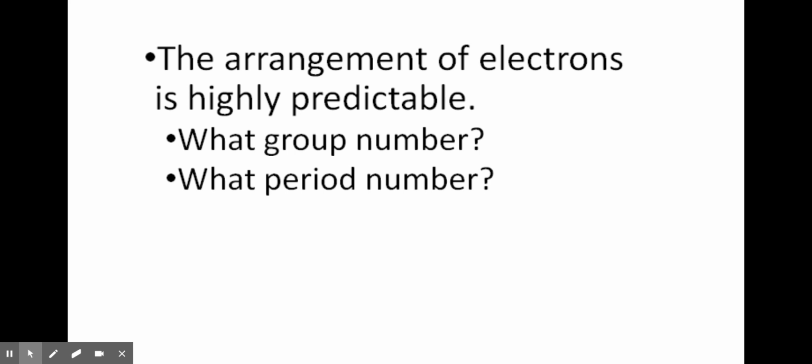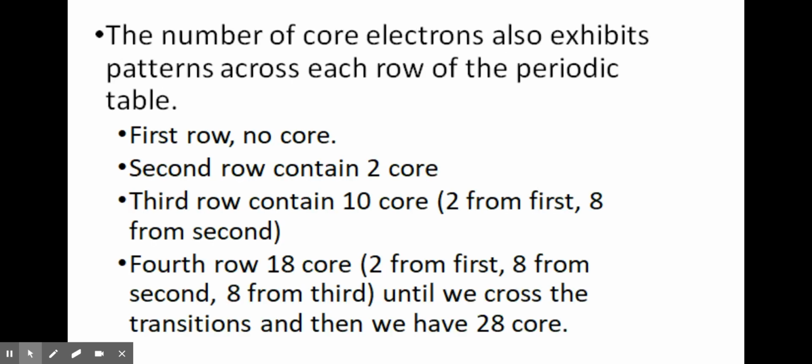If you look at the row or the period, you can figure out how many shells that you have. And since this is in period 3, you would have 3 shells. So your outermost shell will have 6 electrons in it, and the inner 2 will share those 10, and we'll learn how those are organized, okay? The number of core electrons also shows us a pattern as we go across each row of the periodic table, and this is something that we will look at more in depth when we do some practice here.